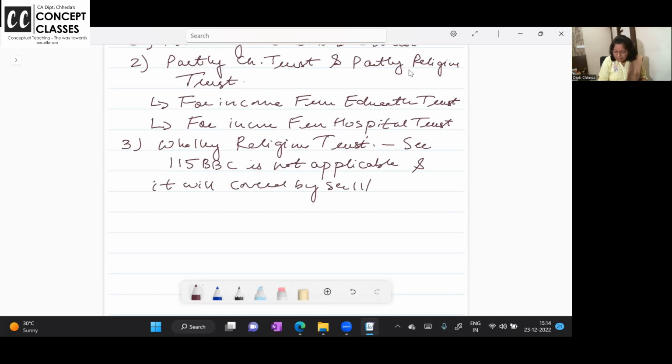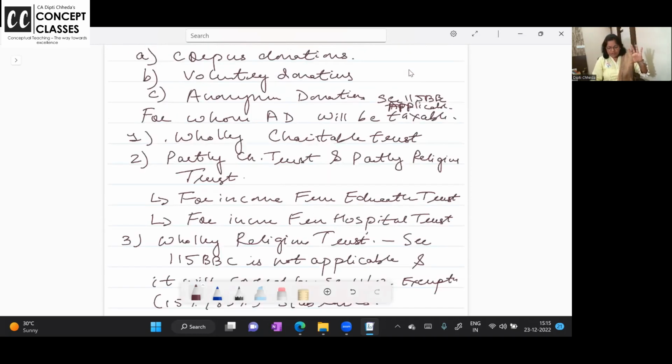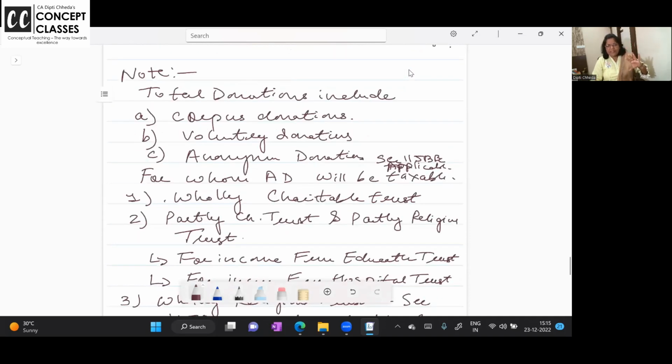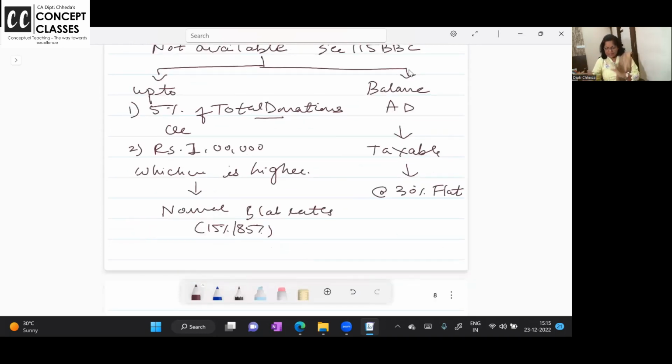You know what is section 11 and 12 exemption? That is that 15% and 85%. In short, slab rates. I want to repeat this part. Section 115 BBC is anonymous donations. What is it saying? 115 BBC, 5% of total donations or up to 1 lakh, whichever is higher. This part is taxable at normal slab rates. Okay. And balance is taxable at 30%.